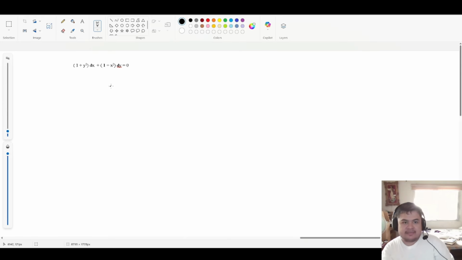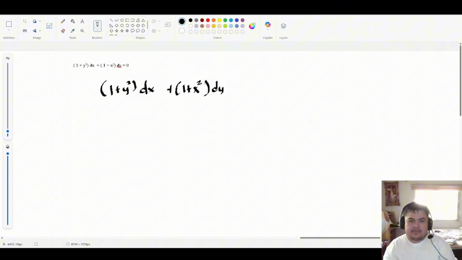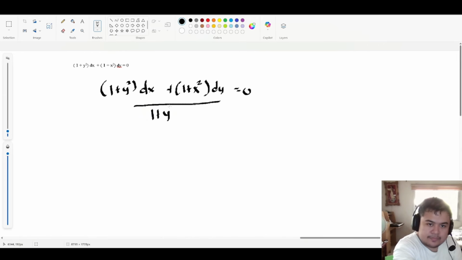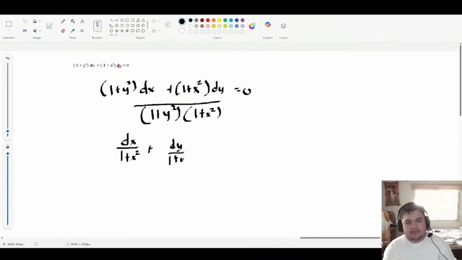From this equation, we can notice that besides your dx and your dy, there's only x on the binomial and there's only y on the binomial, so we just divide by 1 plus x squared, right? So dx over 1 plus x squared plus dy over 1 plus y squared. Okay? Then we integrate.